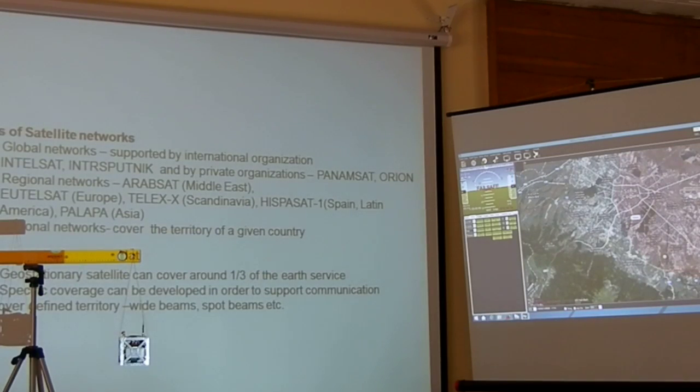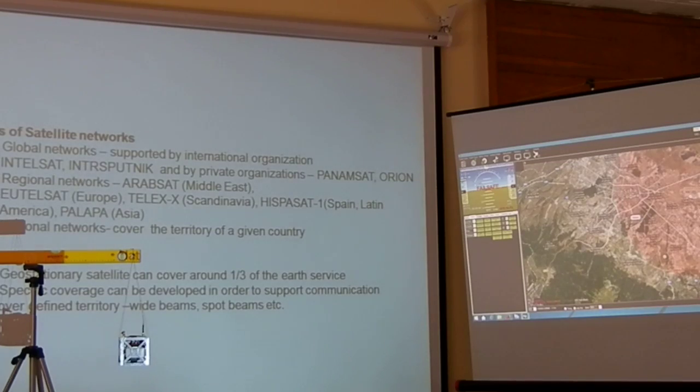As for types of networks, there is a global network which covers all the surface of the Earth, and there are also regional networks which cover some parts of the Earth, like Arabsat, Eutelsat, Telecom, Hispasat, Palapa, and so on, which cover different regions of the world.